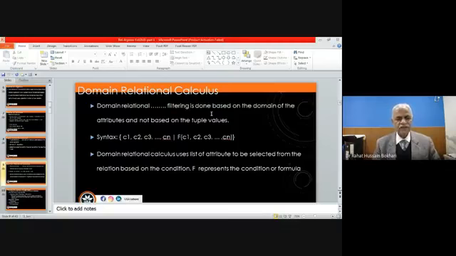Its syntax is that you have C1, C2, C3, up to Cn, which are the columns. You access the columns you need, and you give some sort of condition so we can retrieve them. That aspect is related to the domain relational calculus. In the next session, we will discuss some examples, and it will be more clear to you.